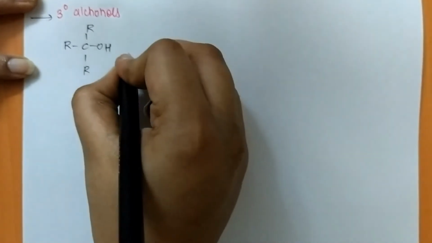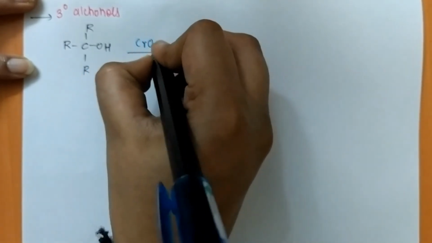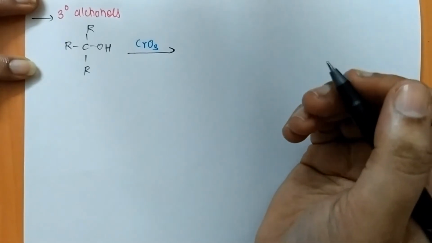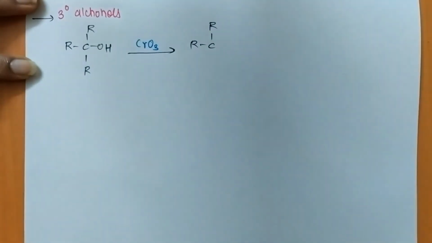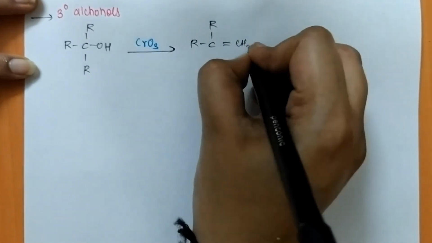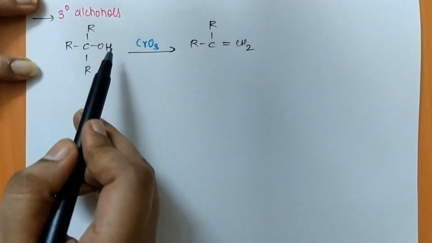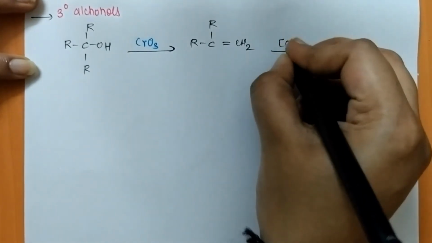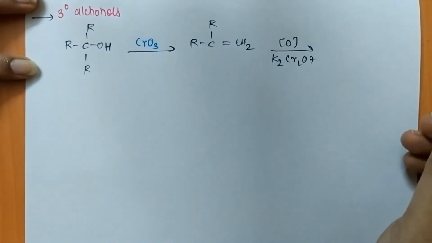So this compound is going to react with CrO3, which ultimately leads to the formation of an alkene, R-C double bond CH2. That is, the alcoholic group is lost, and therefore we form a double bond. Ultimately, this compound reacts with nascent oxygen in the presence of K2Cr2O7, which leads to the formation of a ketone.